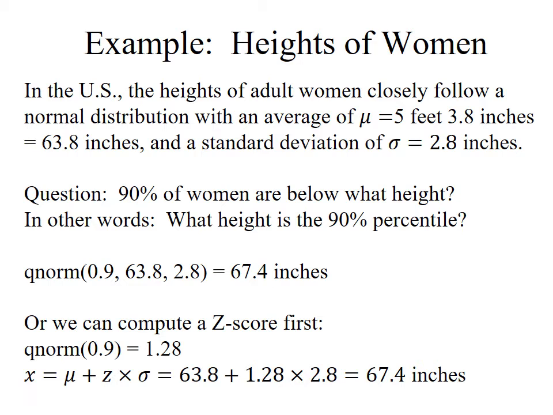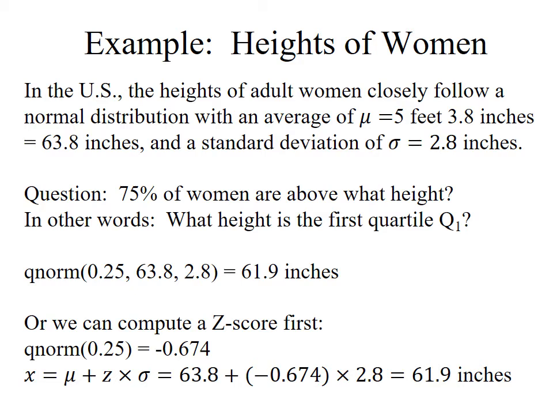Or I can get a z-score first. I can just do qnorm of 0.9. That tells me 1.28. So that means the z value is 1.28. 1.28 standard deviations above the mean is where that 90th percentile is. So I can compute that. That's the number of standard deviations above the mean. So the mean is 63.8. I take 1.28, multiply that by the standard deviation of 2.8, add that to the mean 63.8, and I get the same result, 67.4 inches.